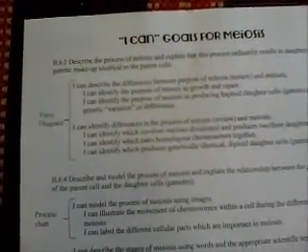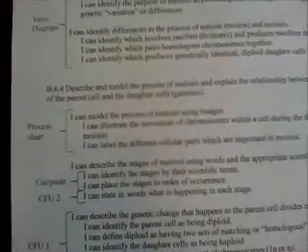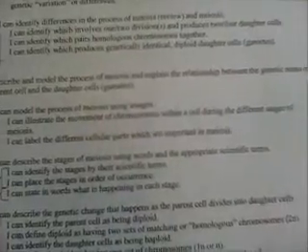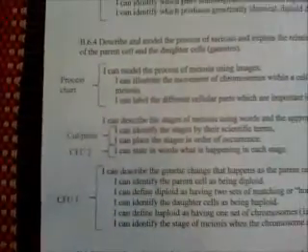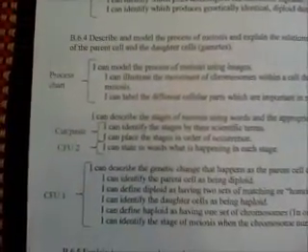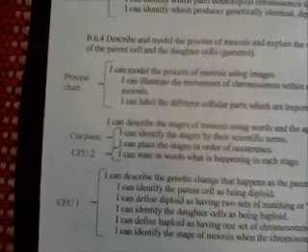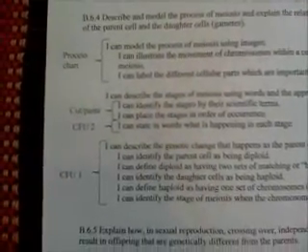So that's just a sampling from the first standard. Then there's a second one, describe and model the process of meiosis and explain the relationship between genetic makeup of the parent cell and the daughter cell, gametes. Those I've broken down into three class standards and then broken further into observable tasks.